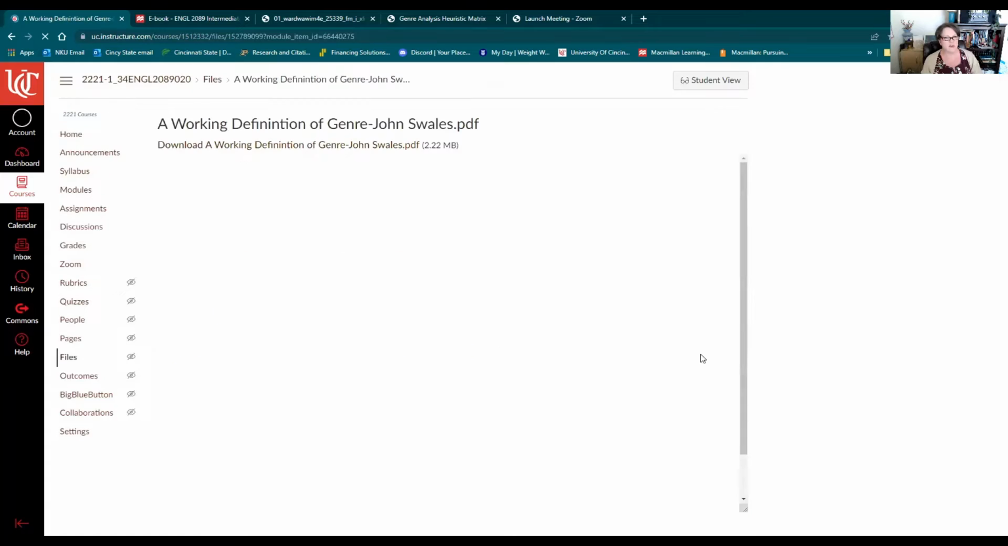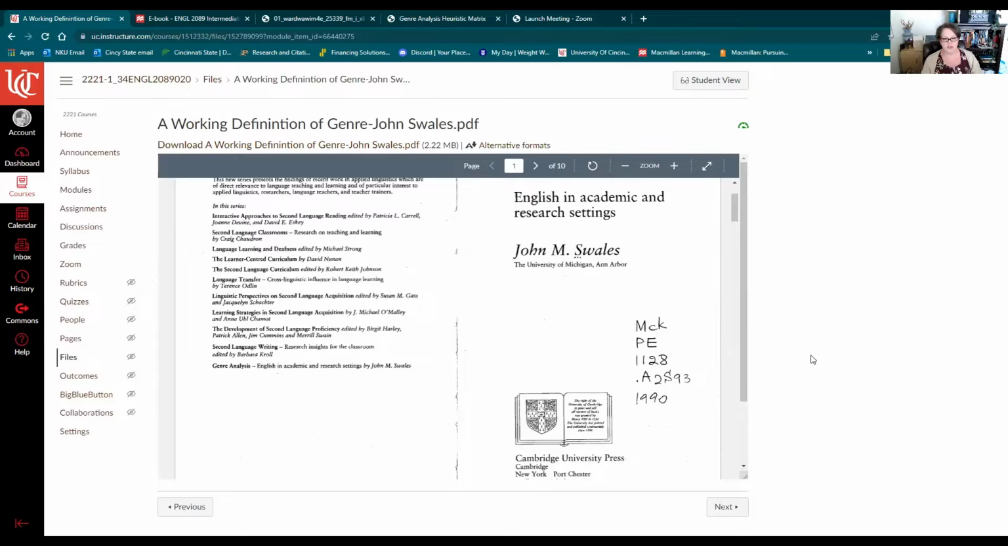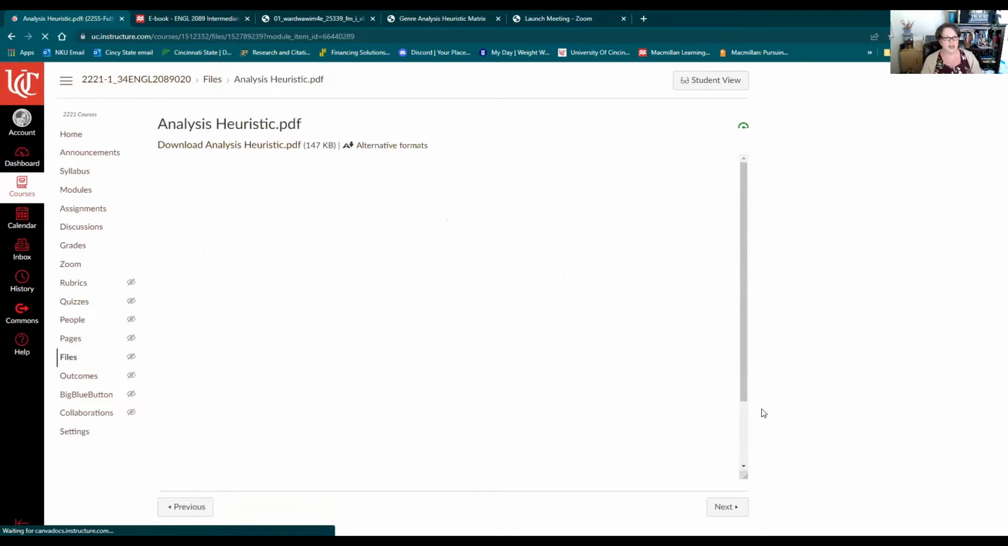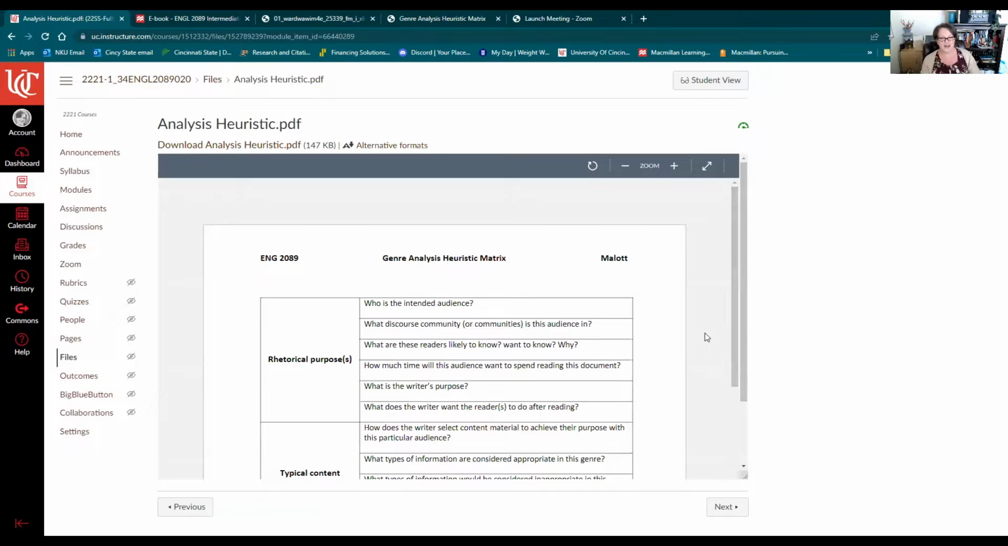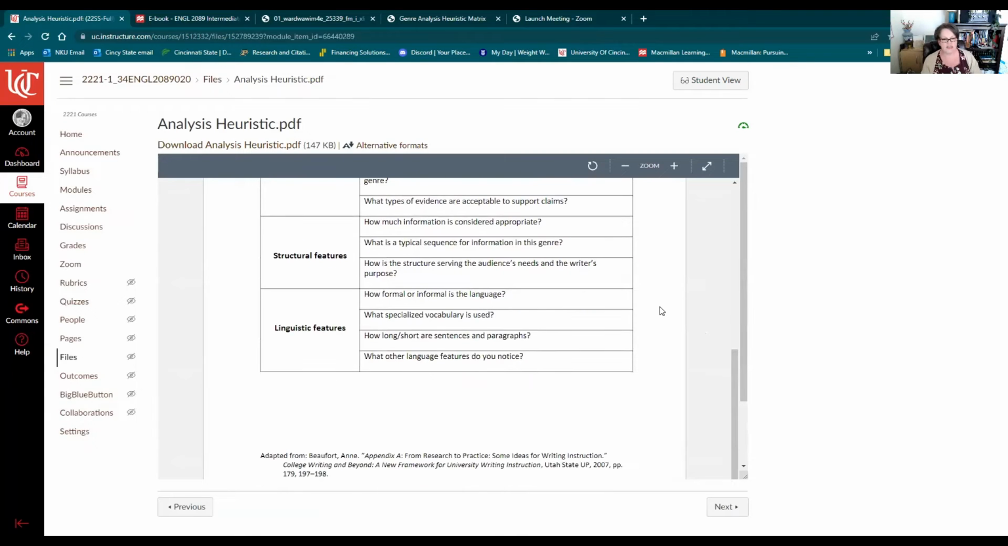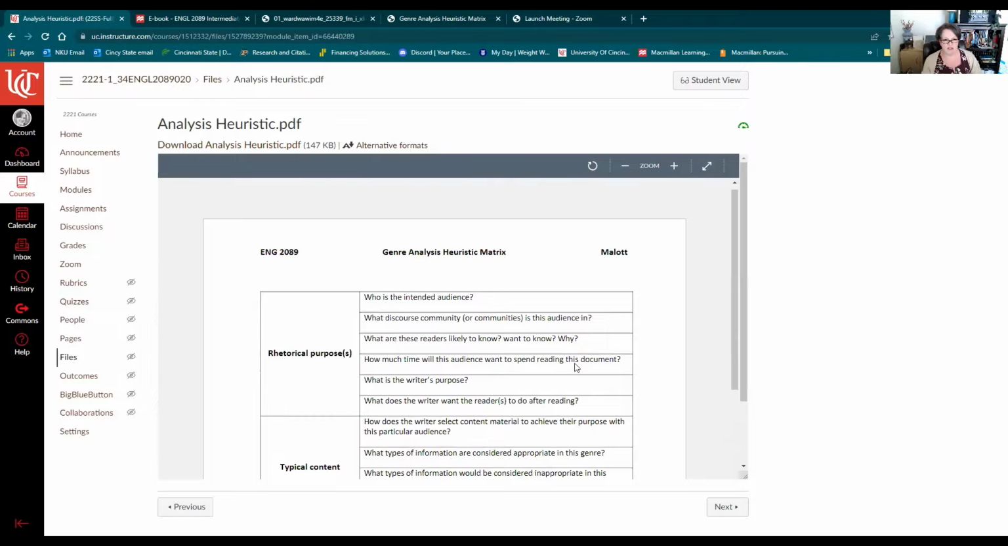So if we move through the module, you'll see there's this PDF for that reading from Swales, as well as a PDF that's called the Analysis Heuristic. It's quite a mouthful. This genre analysis heuristic matrix, which is developed from a list of questions that the writing scholar Anne Beaufort, in her book, College Writing and Beyond, has come up with to help with genre analysis.